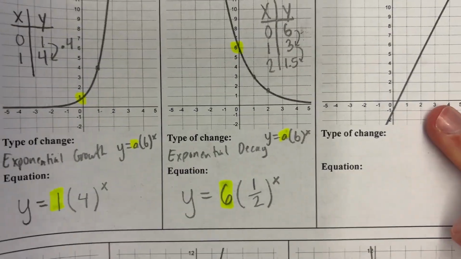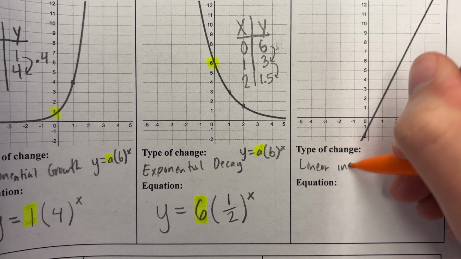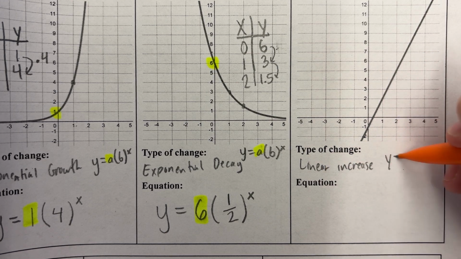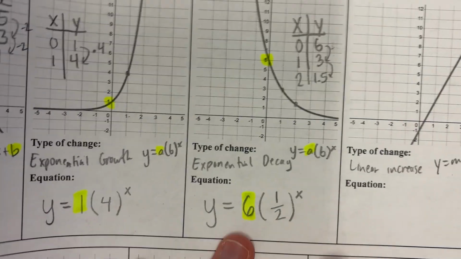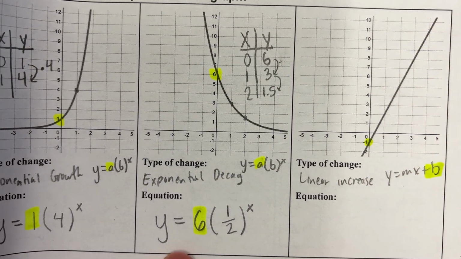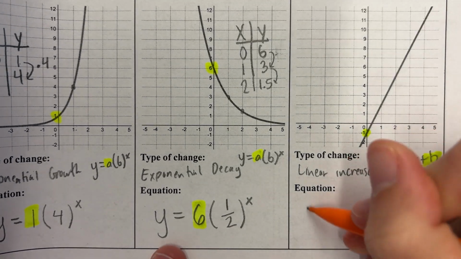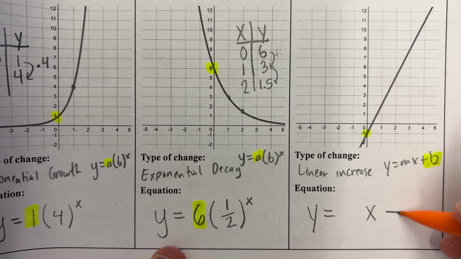Last one. I look at this and I can see this is a linear increase. I know this is going to be good old y equals mx plus b. I'm going to look for my y-intercept first. I'm going to stick it right here. I can see my y-intercept is -1. So I'm going to write y equals mx, leave that blank, plus b, where b is -1.